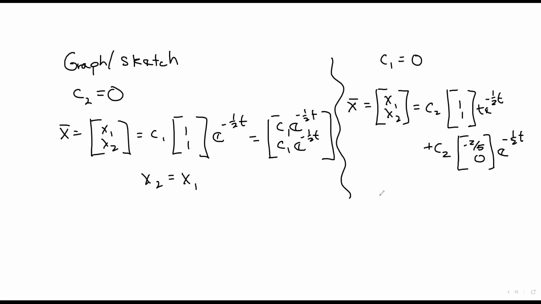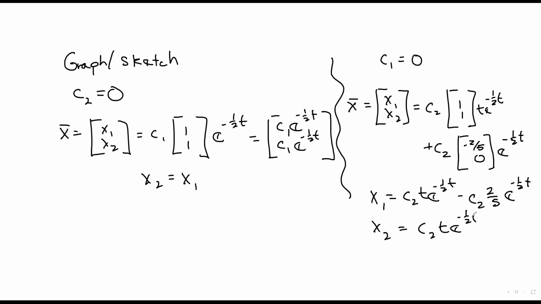And if you multiply all that out, we're going to get x1 equals C2 t e to the negative 1/2 t minus C2 2/5 e to the negative 1/2 t. Sorry, forgot the C2 there. And x2 is going to equal C2 t e to the negative 1/2 t. And that's it. We got the 0 here. That kills it. Okay, so let's go ahead and try to do our phase portrait.